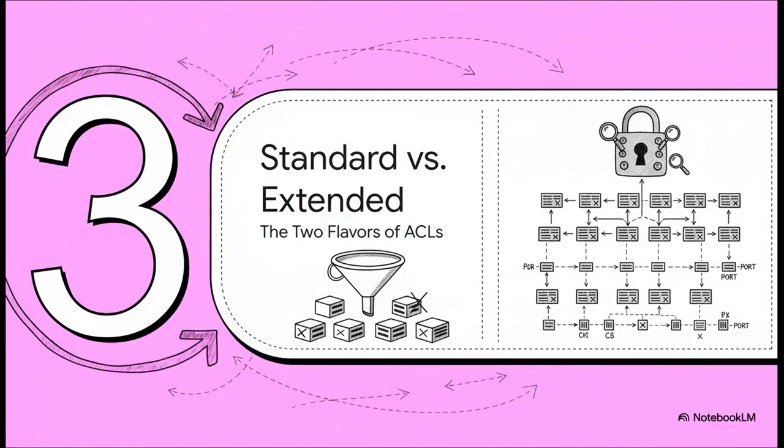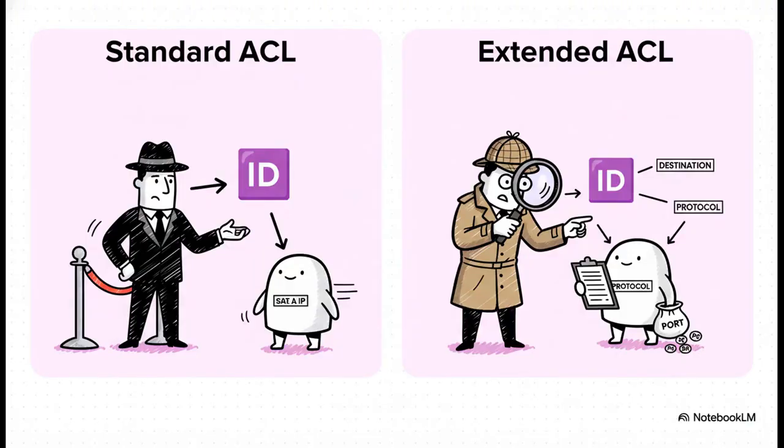So now that we've got the logic down, let's look at the actual tools. ACLs really come in two main flavors, standard and extended. And the difference between them really just boils down to one thing, how specific or how granular you can get with your rules. Standard ACLs are your simple, quick, and dirty option. They look at exactly one thing.